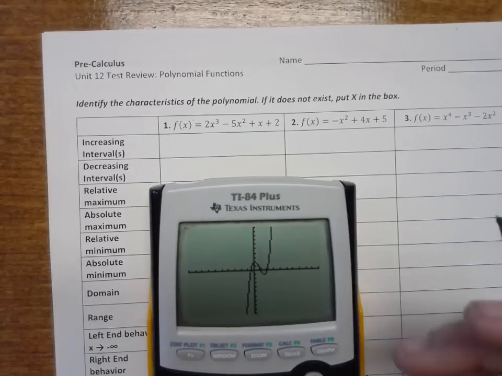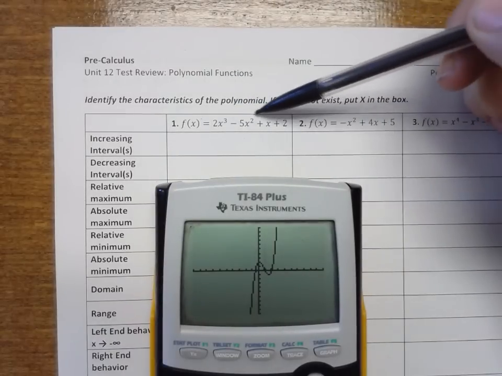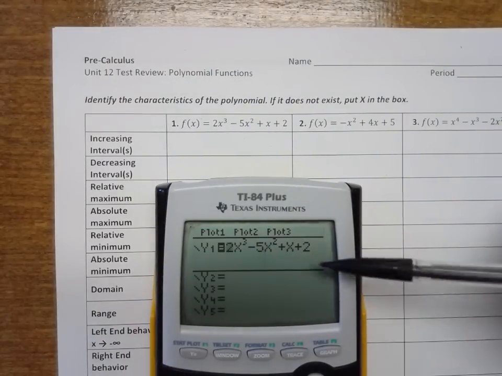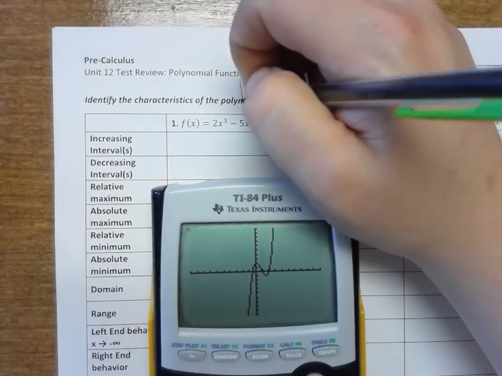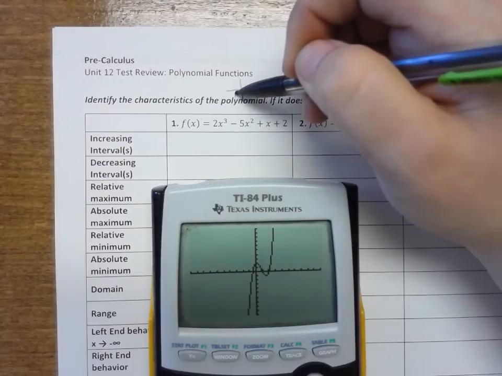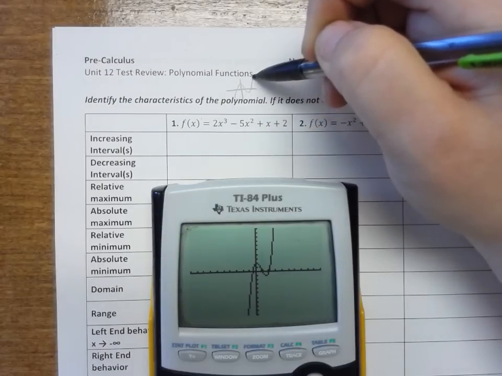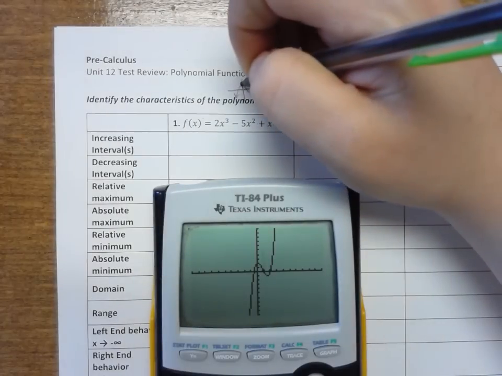All right, so Unit 12 test review. Going to start by putting this function into the calculator. So I've entered that into y equals. Going to the graph, I'm going to get a sense of what this looks like. Okay, so it's going something like this, going down and back up. I'm just doing that to get a good idea of what's happening.